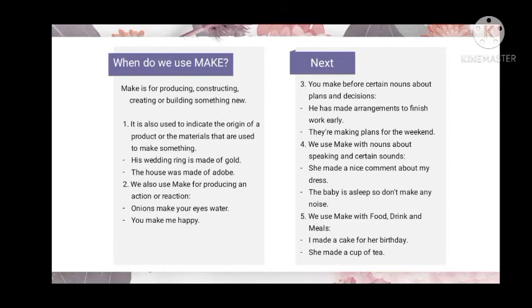4. We use make with nouns about speaking and certain sounds. Example: She made a nice comment about my dress. The baby is asleep, so don't make any noise. 5. We use make with food, drink, and meals. Example: I made a cake for her birthday. She made a cup of tea.